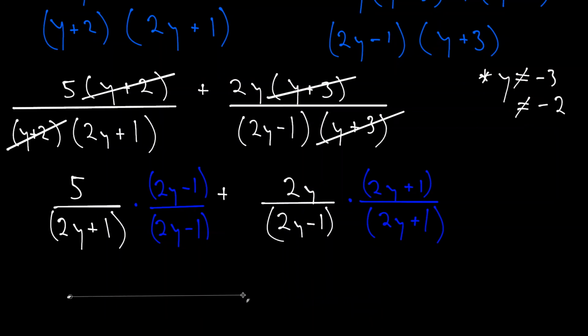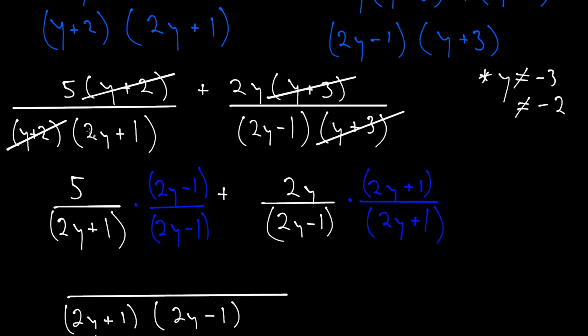Let's see. So we end up getting 2y plus 1, 2y minus 1. And then on top, well, we're going to have to do some expansion and some collecting. We get 10y minus 5, because 5 times 2y, 5 times -1, plus 4y squared plus 2y.